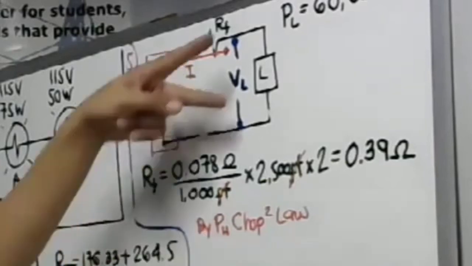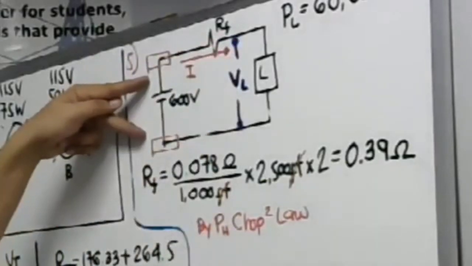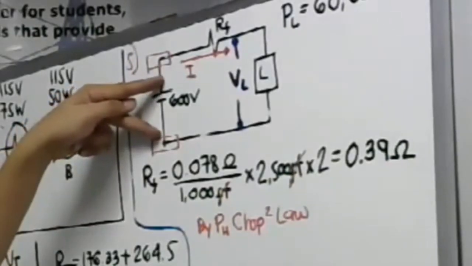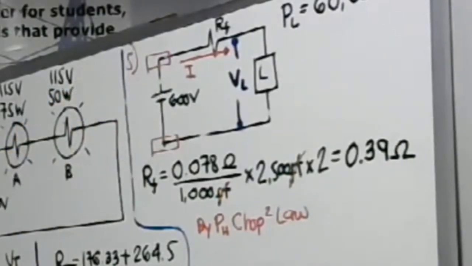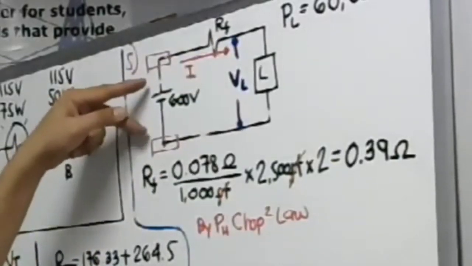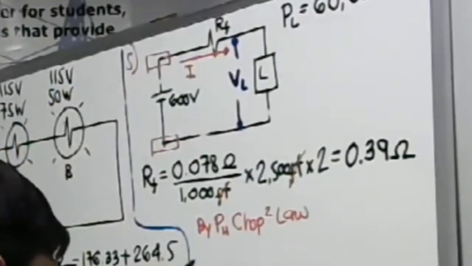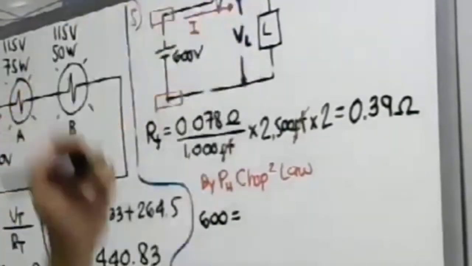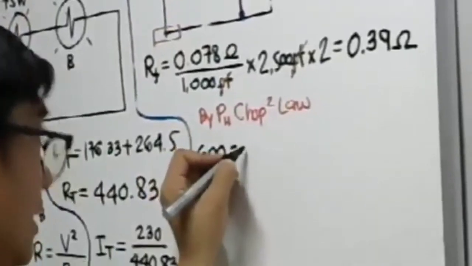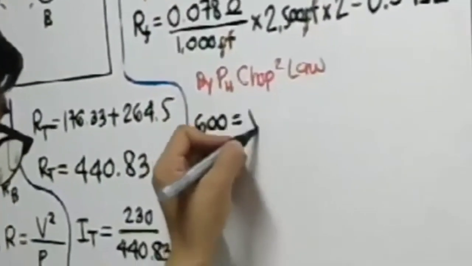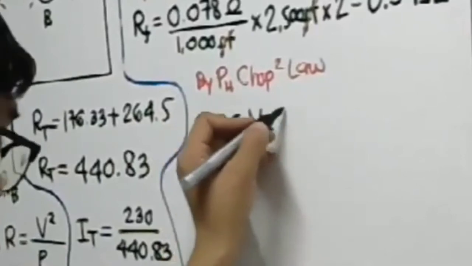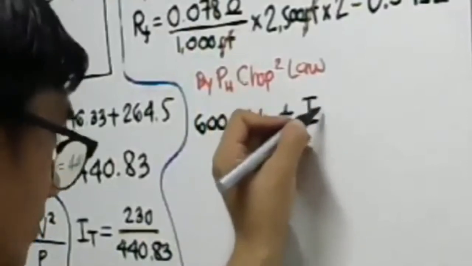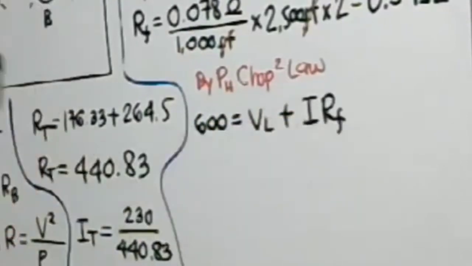So what is our Powerhouse Chop-Chop Law? The voltage here plus the voltage here is equal to the voltage here. Okay? That is the son of Kirchhoff's voltage law. So let us put first the source voltage, that is 600 volts. That is equal to the voltage at the load, VL, plus the voltage drop, which is equal to I multiplied by RF.